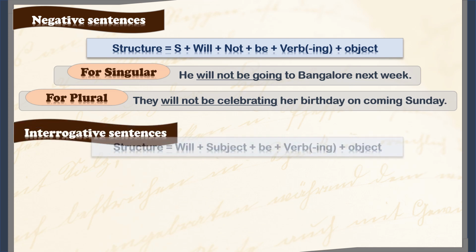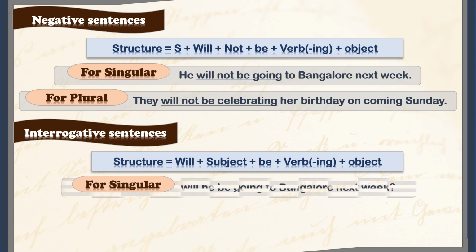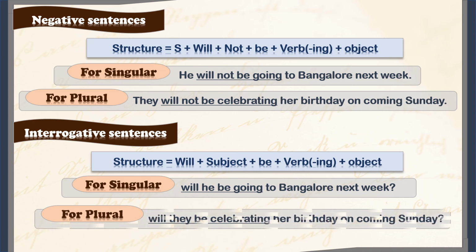For interrogative sentences, the structure is will plus subject plus be plus verb with ing plus object. Example for singular, will he be going to Bangalore next week? Example for plural, will they be celebrating her birthday on coming Sunday?